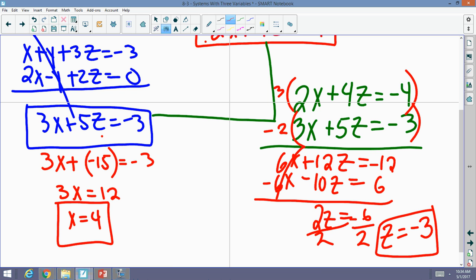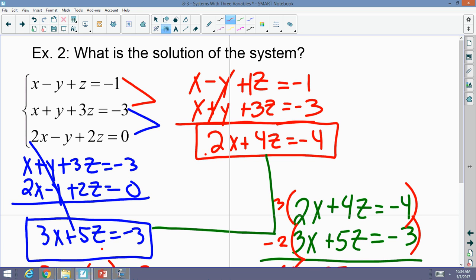I don't want to jump up before you're ready. You ready? So now, x is 4. Z is negative 3. Which one of these do you want to plug it into? I would plug it into the first one as well. Good job. Good choice, in my opinion.